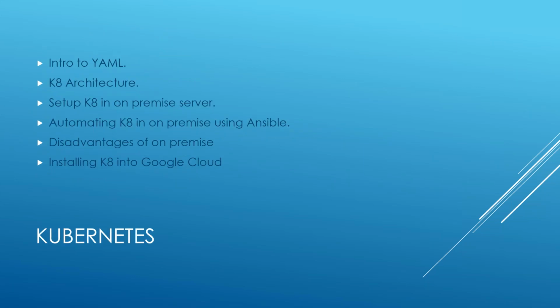And then in Kubernetes, we will discuss how to write YAML files and the Kubernetes architecture. K8s means just Kubernetes, which has 8 letters. And then how you will set up the Kubernetes architecture on physical servers, I mean on-premise servers. How will you automate it? Setting up the Kubernetes architecture using Ansible playbooks. And then we will discuss the disadvantages of maintaining Kubernetes on-premise, and then we can go for any cloud service.